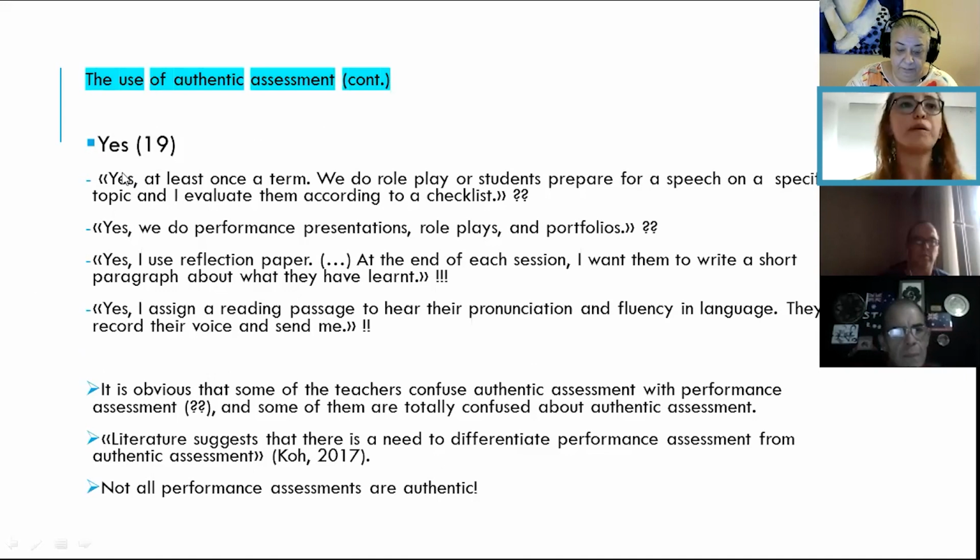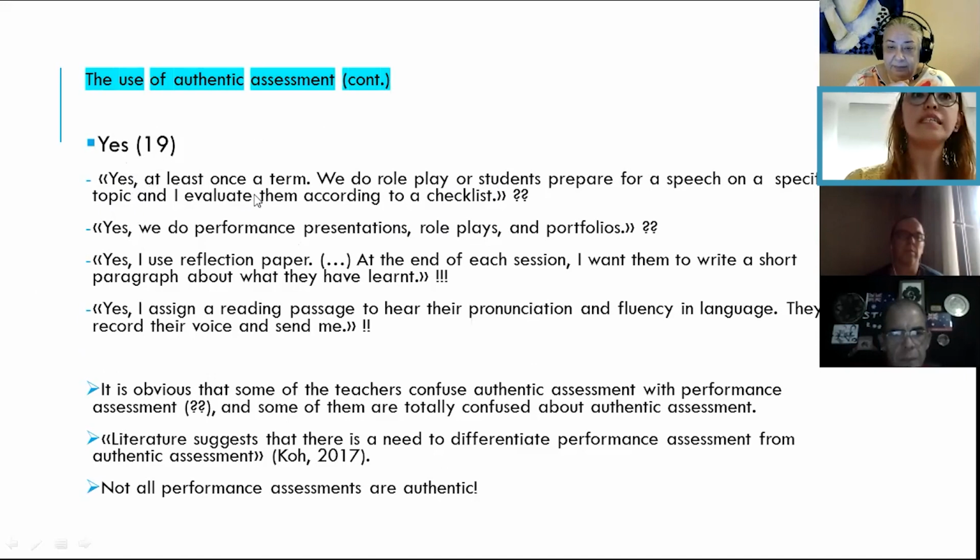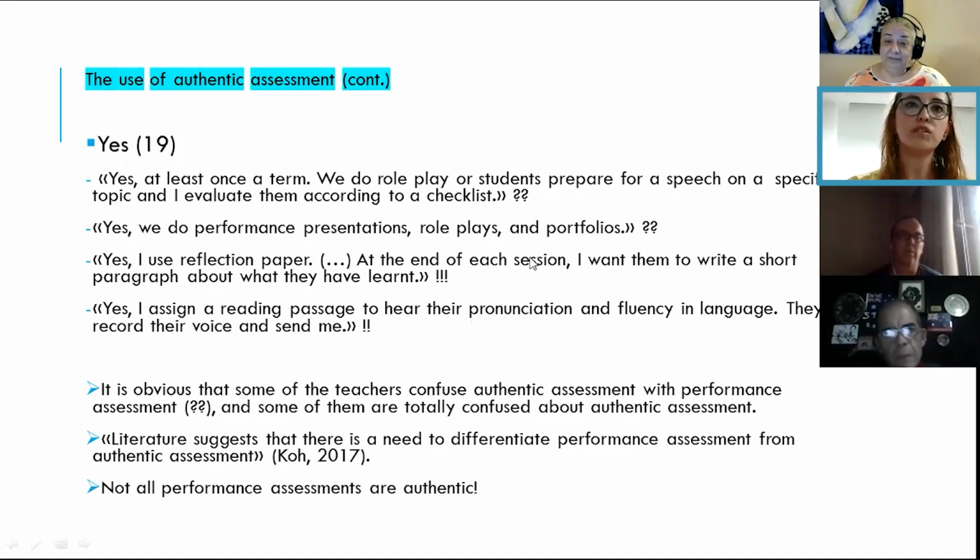19 of the participating teachers said, yes, I use authentic assessment. But here, there is something to note, which is very important for me. One of the lovely teachers said, yes, at least once a term, we do role play or students prepare a speech on a specific topic, and I evaluate them according to a checklist. Question mark. I will come to it later. Yes, we do performance presentations, role plays, and portfolios. Again, question marks.